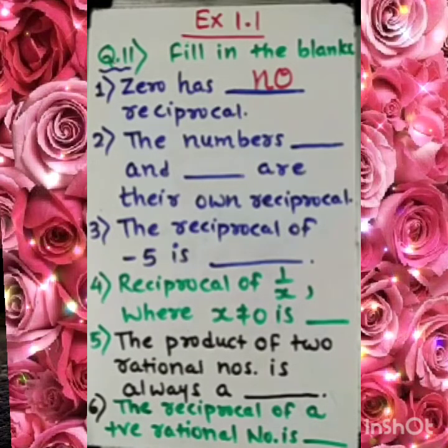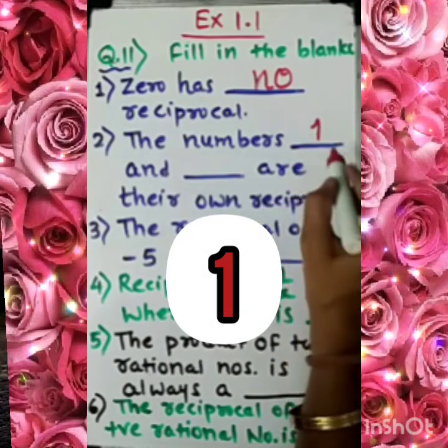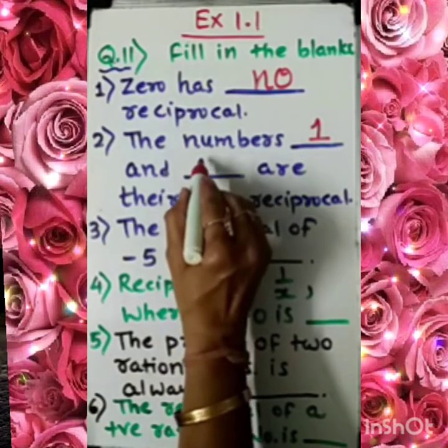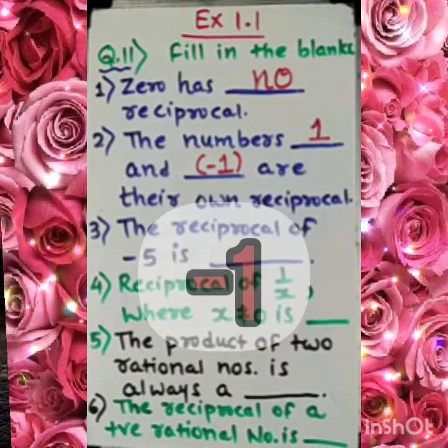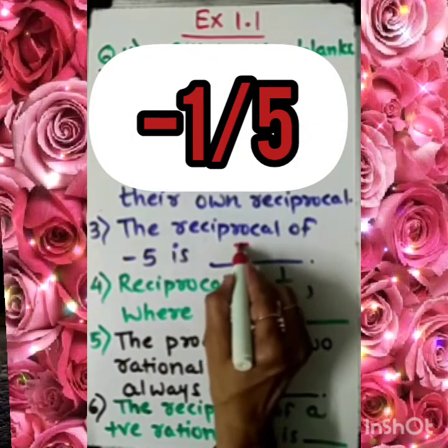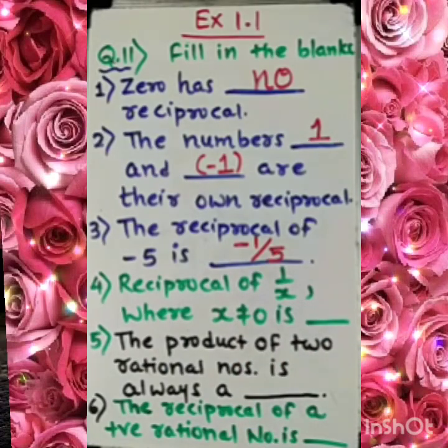Let me read the second. The numbers dash and dash are their own reciprocal. This also we have studied in question 10. Which numbers have the same reciprocal? 1, because the reciprocal of 1 is 1, and of course the reciprocal of minus 1 is also minus 1. Third, the reciprocal of minus 5: the minus remains as it is because there is no change for the sign. It will become minus 1 by 5.